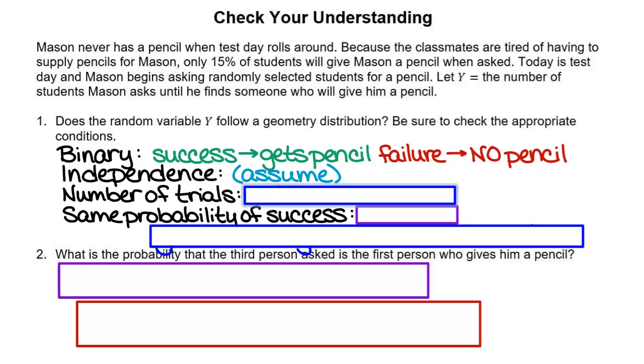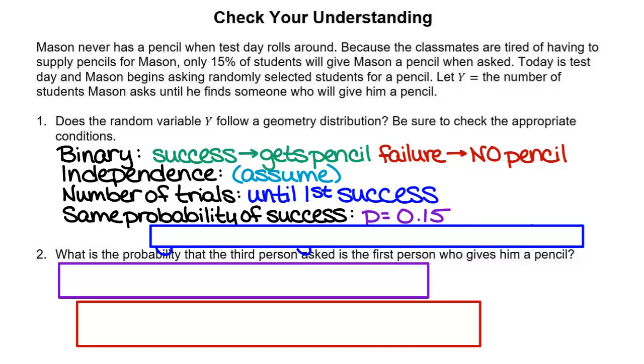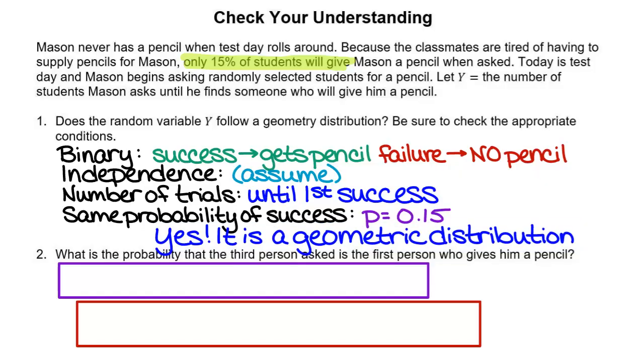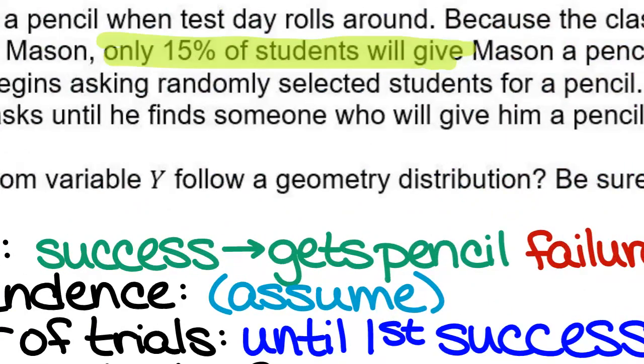Number of trials. We don't know, but we do know we're going to go until the first success. That's what I'm looking for with geometric. Are we going to go until the first success? Same probability of success each time. Do we have that? What is that? 0.15. Got that right up here. So is this a geometric distribution? Yes, it is a geometric distribution. And I accidentally wrote geometry distribution.